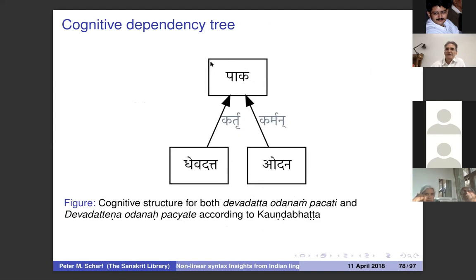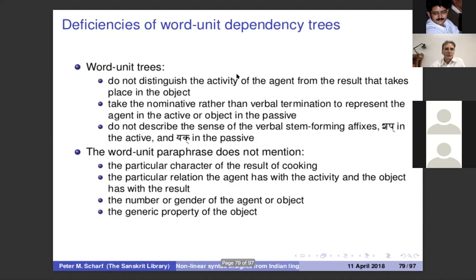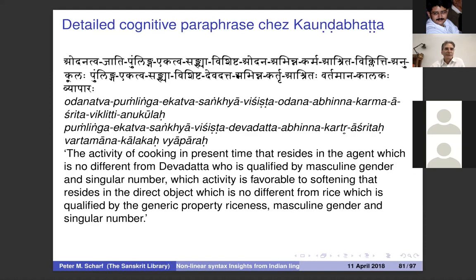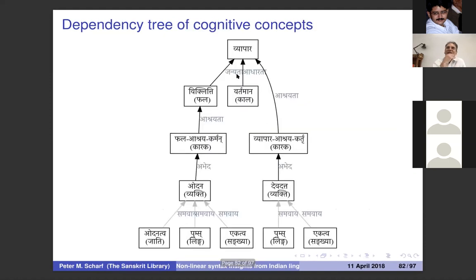So I'm putting the cognitions, the thoughts, in the square boxes here. Paka is the cooking. Devadatta is Devadatta, not the word Devadatta. And Odana is the rice. And it's the rice and the person of Devadatta that have the relation with the action of cooking. It is not the words that are related to each other. But these word-represented trees don't accurately capture all of the structure that the Indian grammarians worked out.